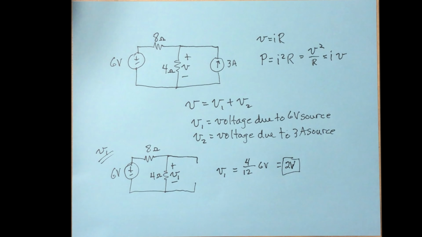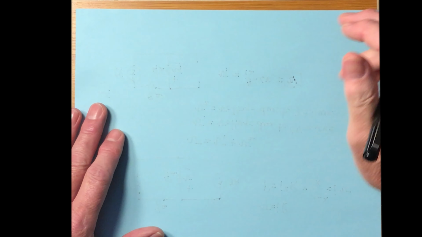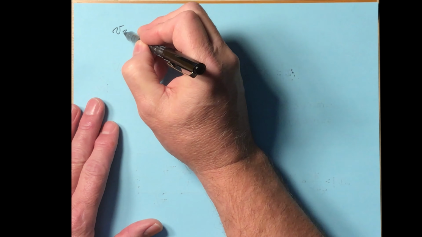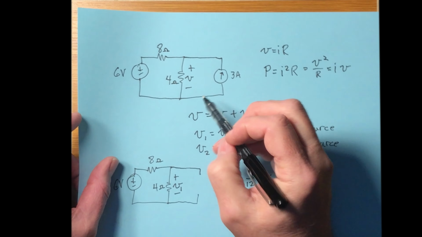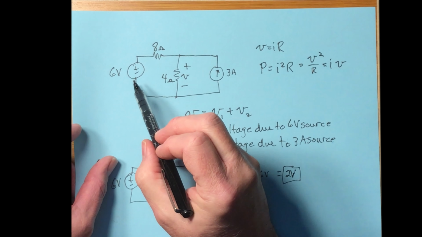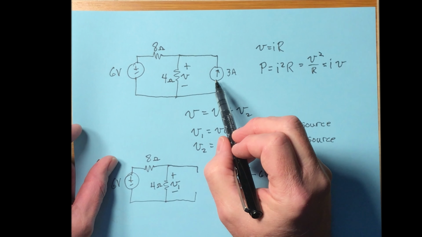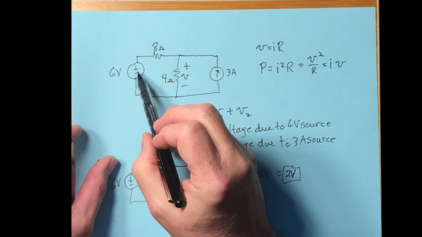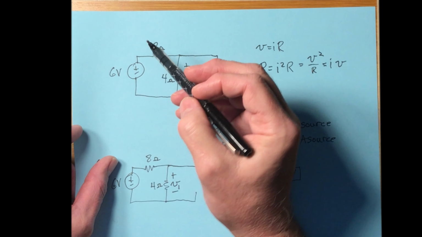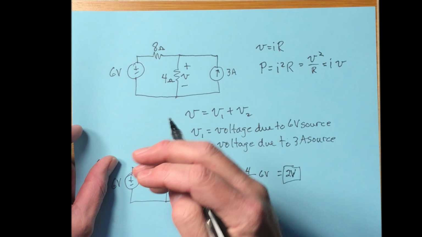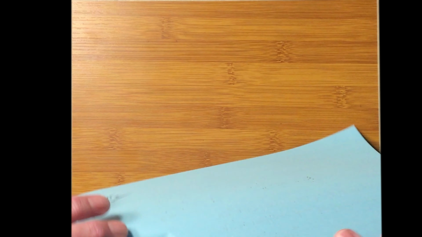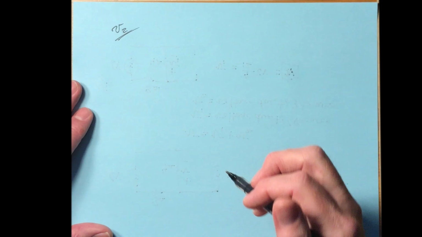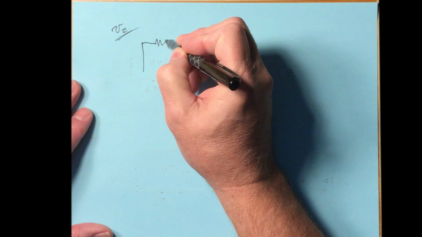Now we're ready to figure out what V2 is. I'll flip over the backside for this. When we go for V2, what we're doing is we're disabling the 6-volt source and we're keeping the 3 amp source. So to disable a voltage source, you remove it and replace it with a piece of wire. So the circuit in that case becomes this.